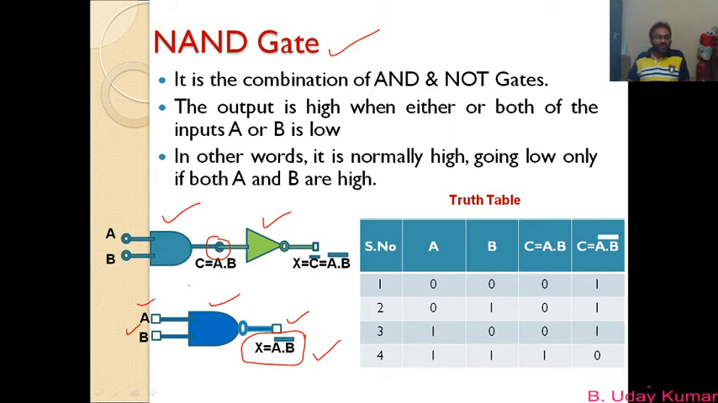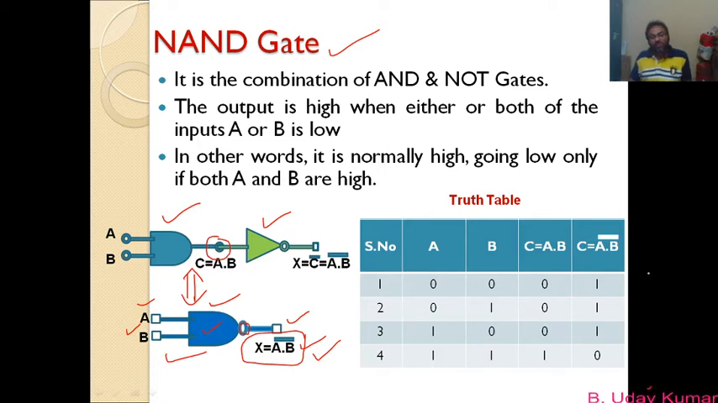Both are the same here. These two diagrams are equivalent to each other. They are equal. But here we have drawn the circuit diagram separately as the combination of AND and NOT, and this is the simplified form. Here this shows the AND gate and this circle shows the NOT gate. When you combine these two, you get the NAND gate.